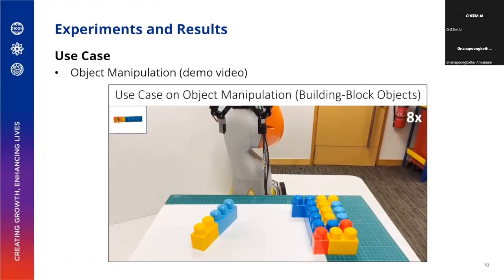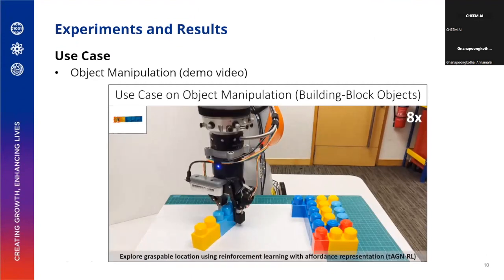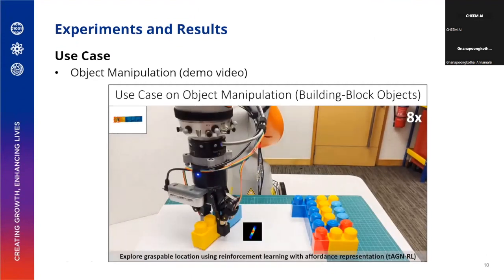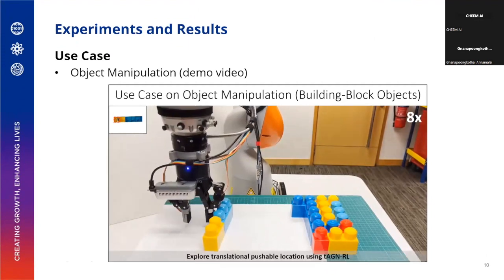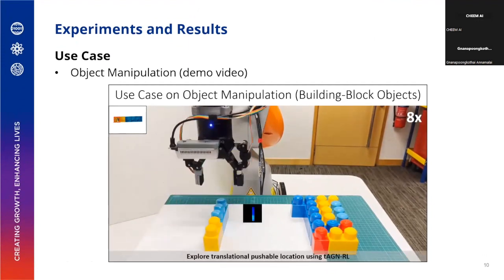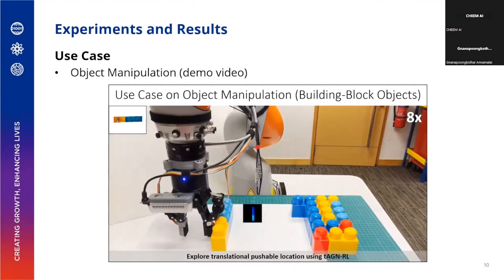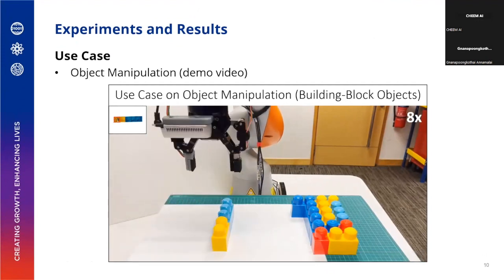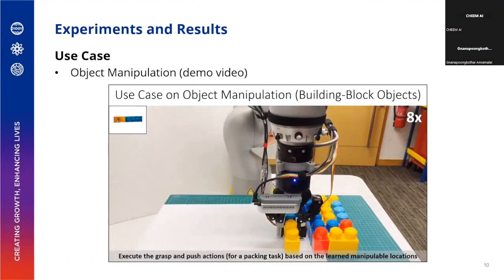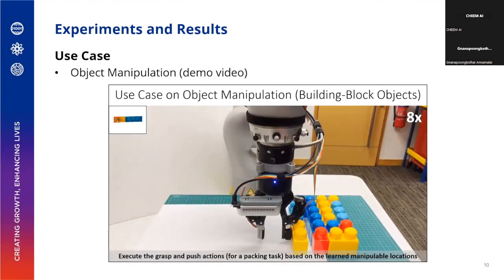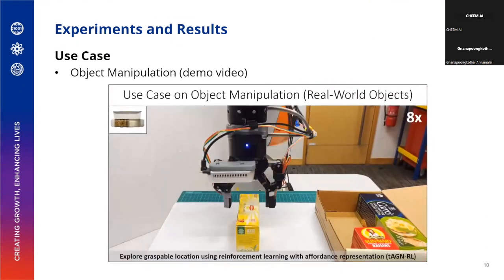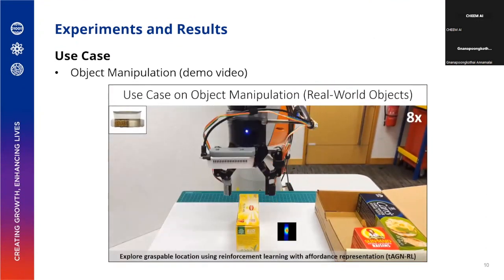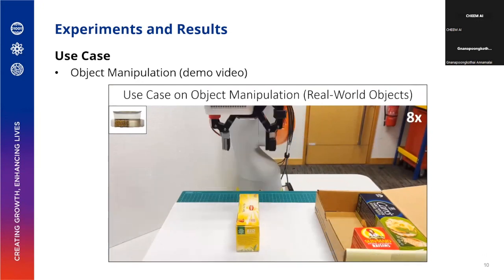And here is a video showing a use case of our framework in object manipulation. We can use this framework to explore where the stable grasping location is and where the translational pushing location is. Then we can do the manipulation together. This is on the building blocks, and then we also work on real world objects. This is a dense object packing task.